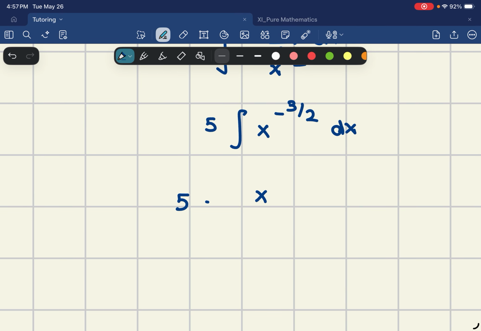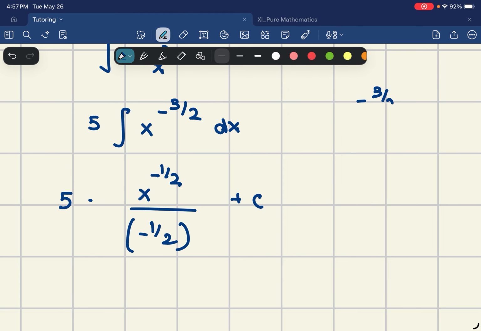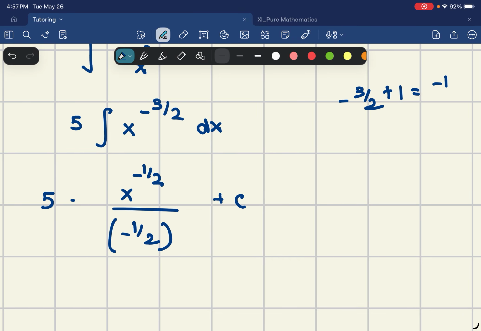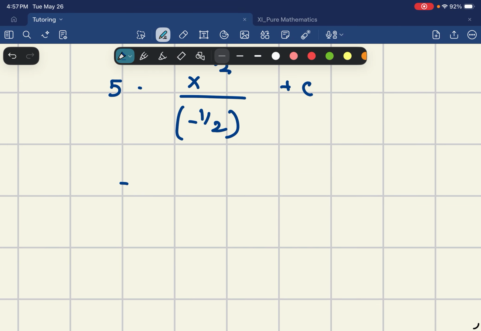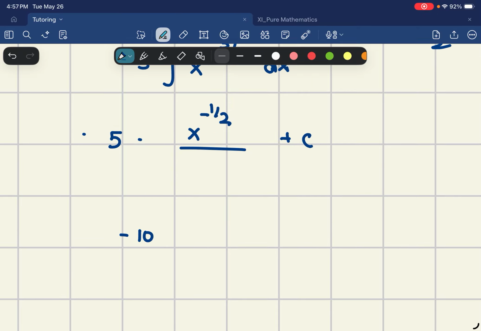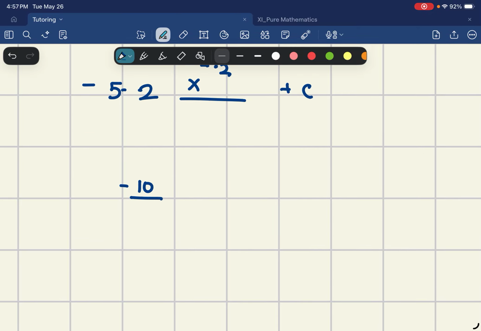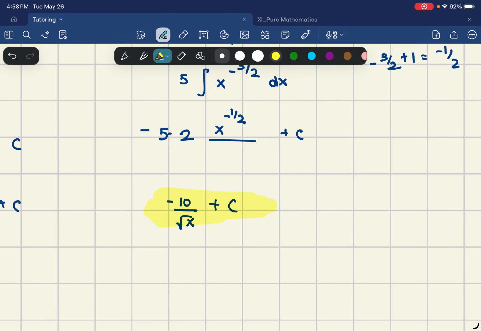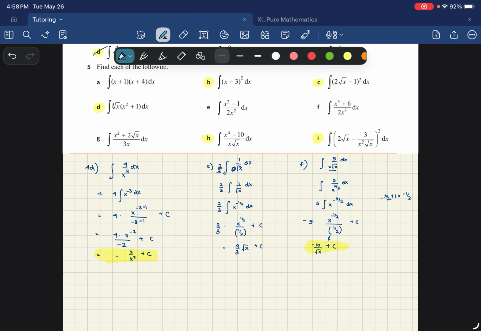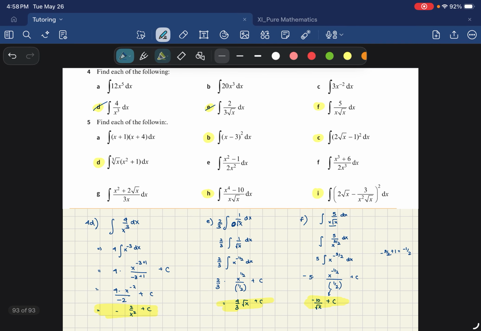So you have 5 times x to the power minus 3 over 2 plus 1, which is going to be minus 1 over 2, and you divide by the new power. And just check, minus 3 over 2 plus 1 is going to give you minus 1 by 2. All right. So minus 10, because you will have this expression, divided by square root of x plus c. That is going to be your final solution. So I encourage you to try on your own. How do you get from this expression to this expression? And it should be pretty obvious by now. All right, so we are done with question 4.